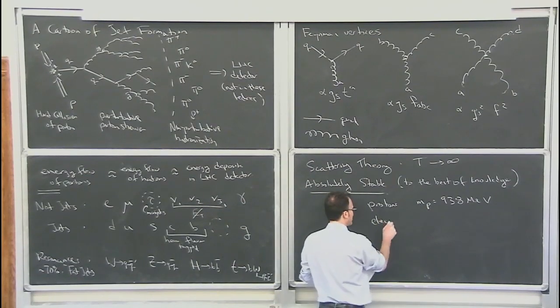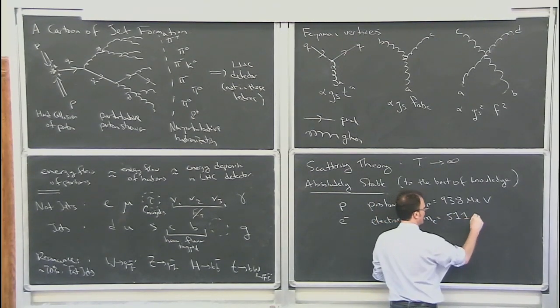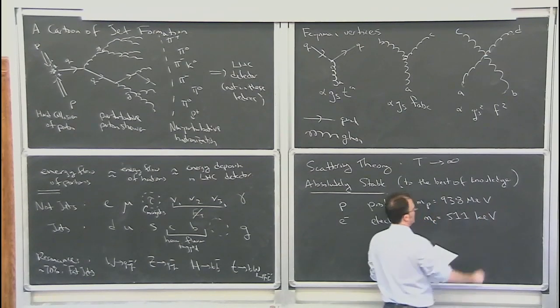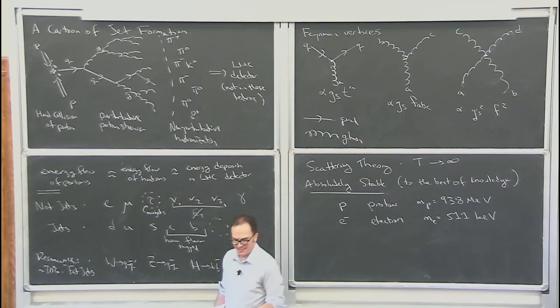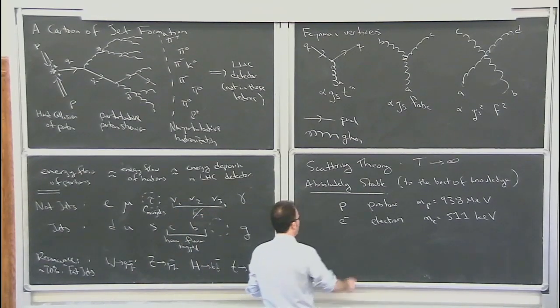Electrons, to the best of our knowledge, are also stable. And that's why you build electron-positron colliders, because again, the things that you're making are long enough lived so that you can accelerate them around a complex.